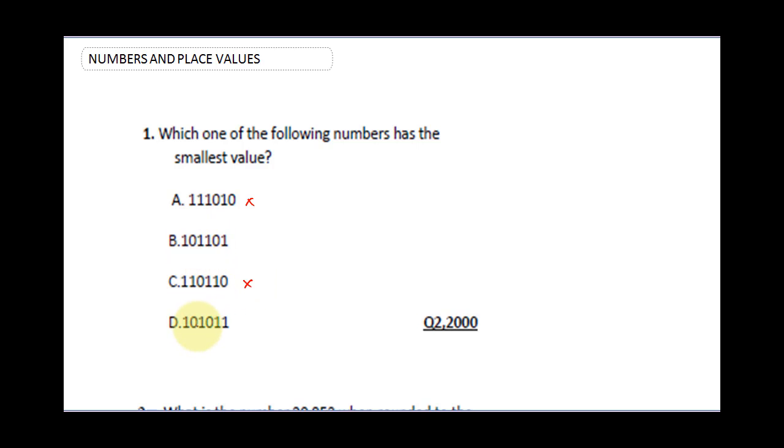Now we have 0 here, we have 0 here, so they are okay. So we have 1 here, we have 1 here, they are still okay. Now we have 1 here on the fourth place, and we have 0 on the fourth place here. So that means this is bigger. So the smallest value of number here is going to be D. So our correct answer here is D.